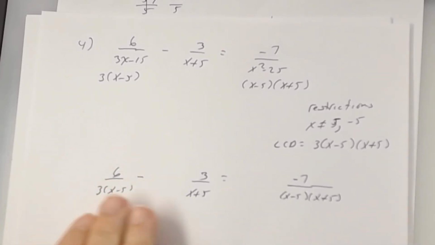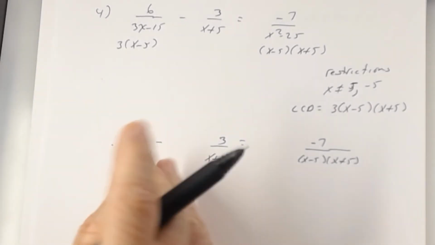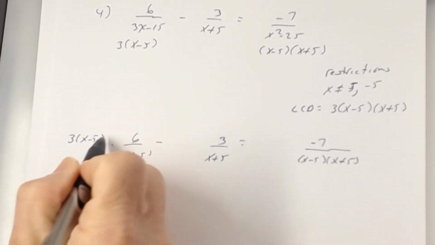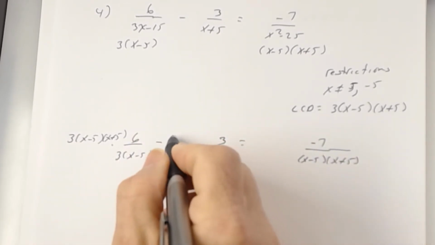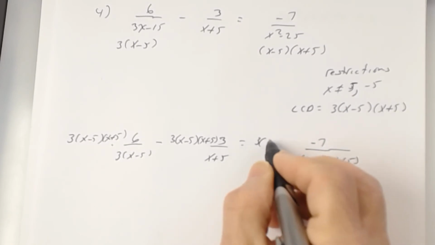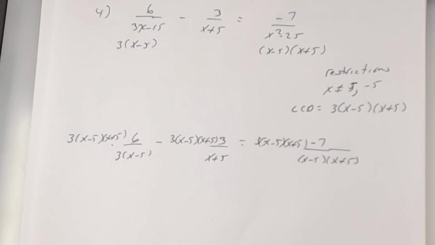Okay, so all I did was rewrite the problem with the factored denominators. What's the next step? Multiply all these fractions by what? The LCD. So 3 times x minus 5 times x plus 5, for every fraction. Just like that. Every fraction has to be multiplied by the LCD. Now remember, the purpose of multiplying by the LCD is to get that denominator to be a factor of what? 1.